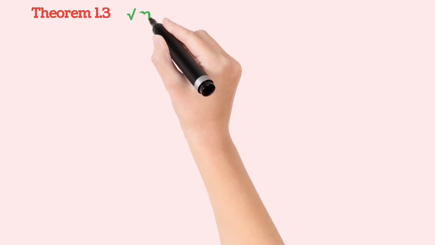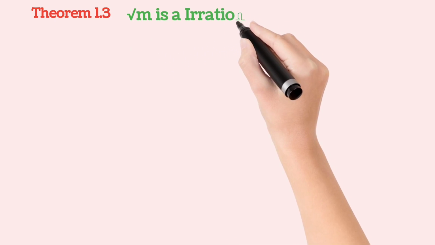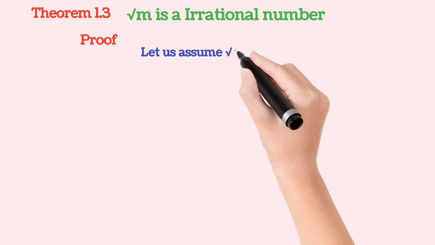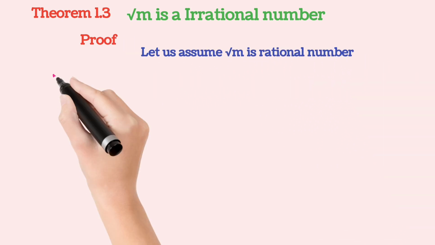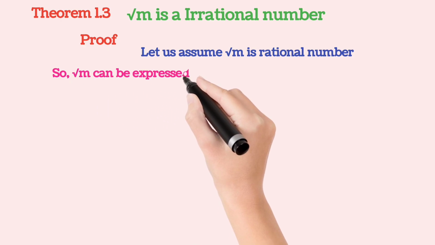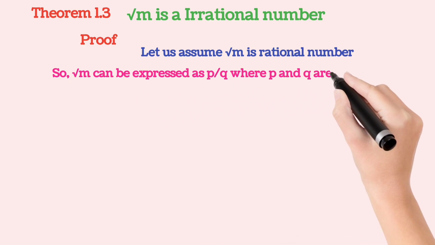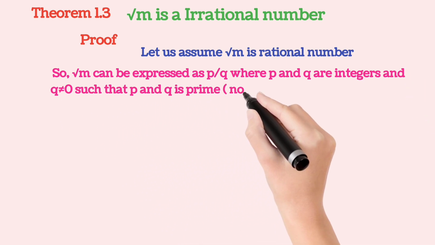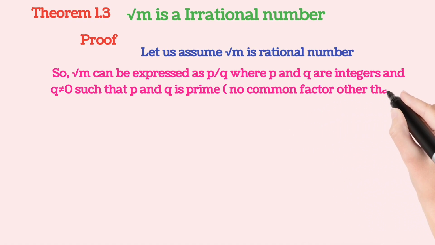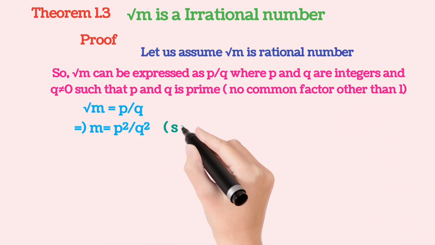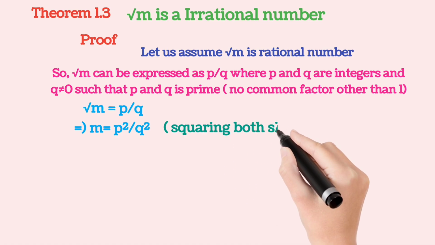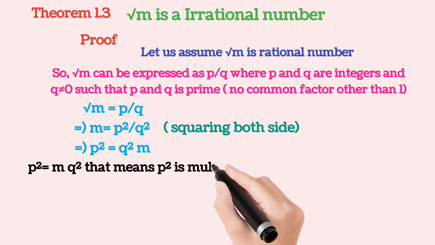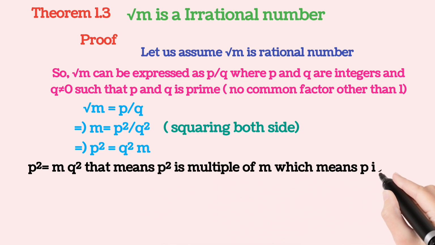Now we will see theorem 1.3, that is root m is an irrational number, and for this we will see the proof. Let us assume root m is a rational number. So root m can be expressed as p by q, where p and q are integers and q not equal to 0, such that p and q are co-prime, with no common factor other than 1. Now root m can be written as p by q. Squaring both sides, we get m equal to p square by q square. Now p square equal to q square m, p square equal to m q square.